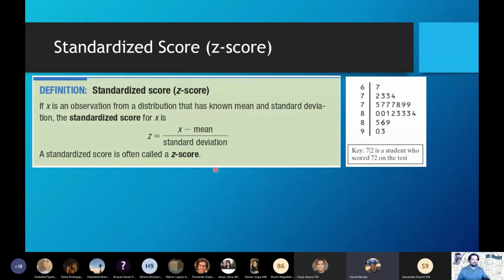And what this does is it relates every value in our distribution to how far away it is from the mean, or how many standard deviations it is away from the mean. And that's really what this is saying. It relates things back to the mean and back to the standard deviation.